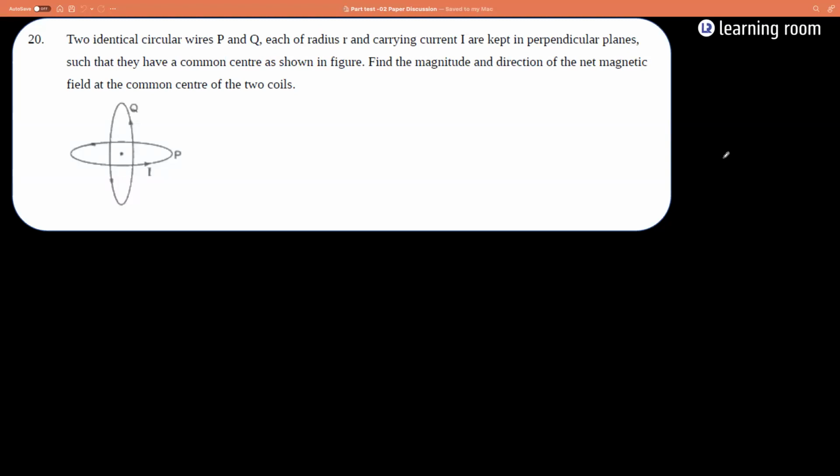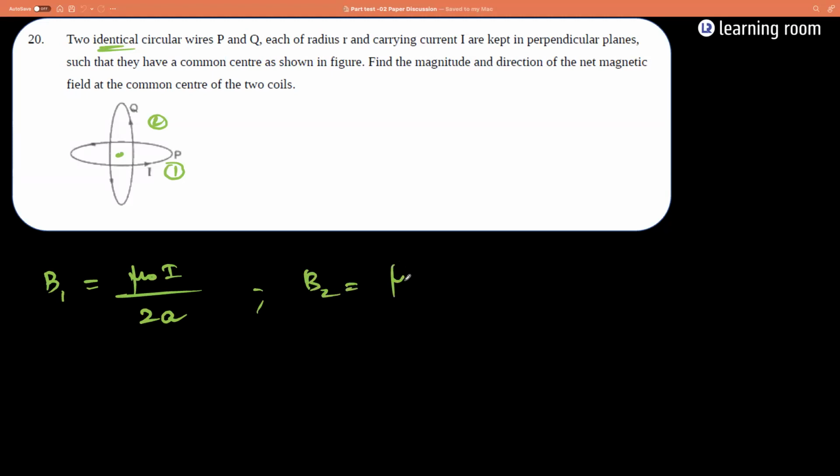Next, two identical wires P and Q, each of radius R and carrying current I, are kept in perpendicular planes such that they have a common center. Find the magnitude and direction of the net field at the common center of the two coils. If I take these to be 1 and 2, what is the magnetic field due to 1? It will be mu naught I divided by 2a.